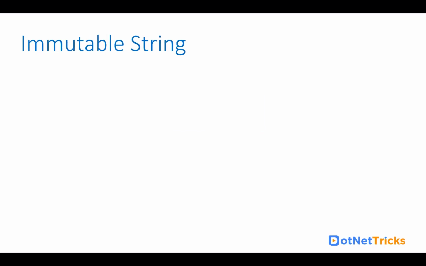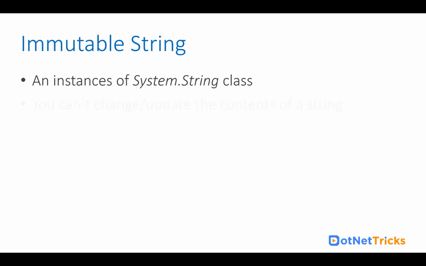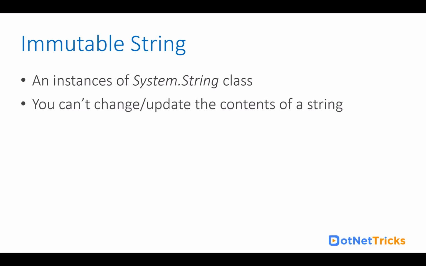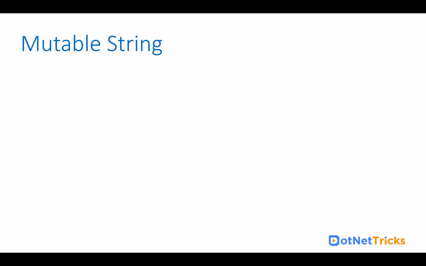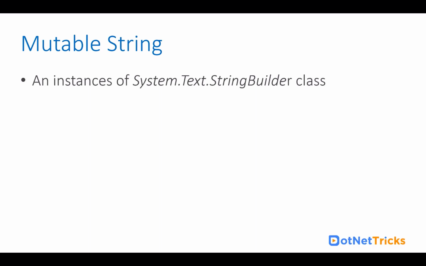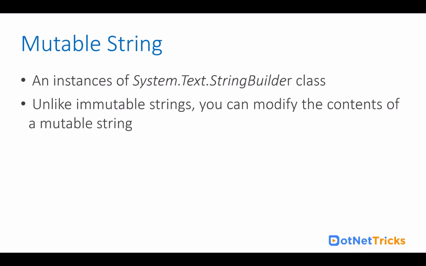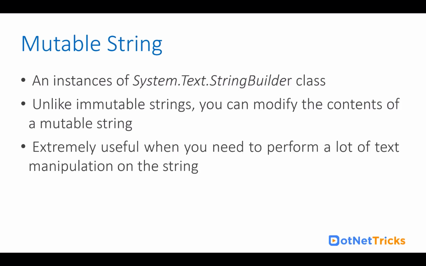So let's understand what are the immutable strings. So immutable strings are the instances of the system.string class, and you cannot change or update the content of a string. It is unmodifiable. We have mutable strings. So mutable strings are the instances of the system.text.StringBuilder class. So this is an instance of the StringBuilder class. And unlike immutable string, you can modify, you can change the contents of a mutable string. And mutable strings are useful when you need to perform a lot of text manipulation on the string.